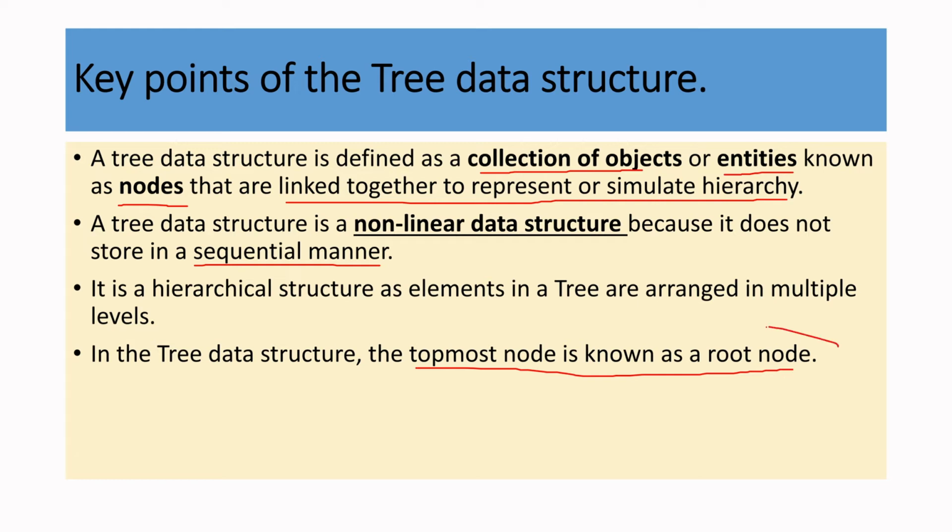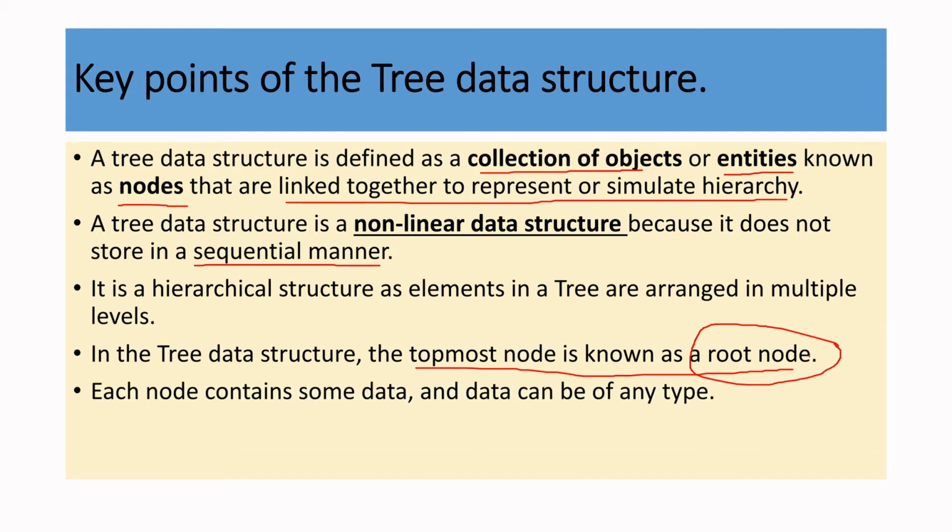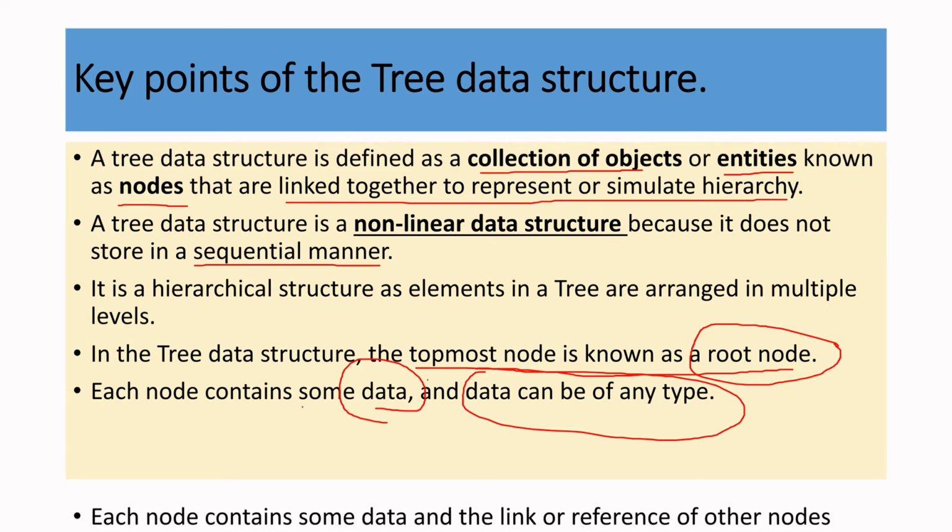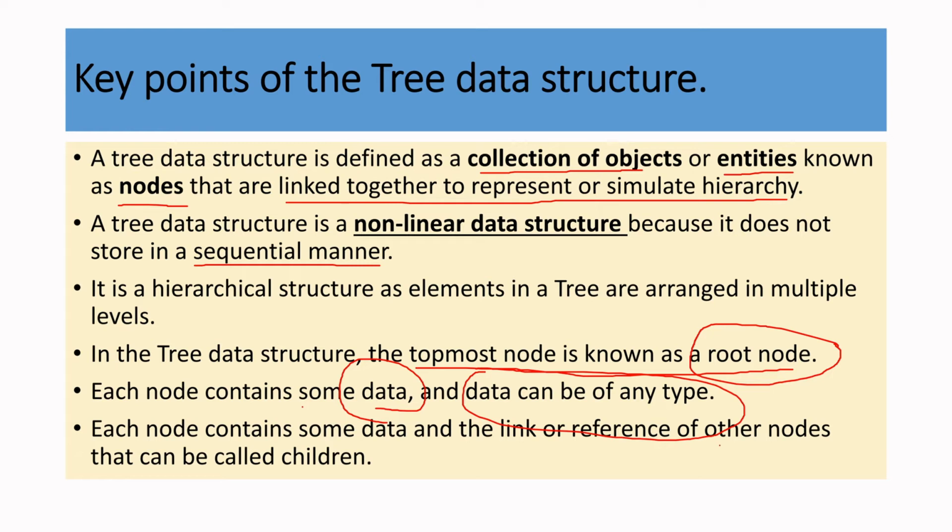The root node does not have any parents. How will we understand this root node? We will explain. Each node contains some data, either it is a root node or any other node, and that data can be of any type. So first we have to understand what type of data it is. Then each node contains some data and a link or reference to other nodes.